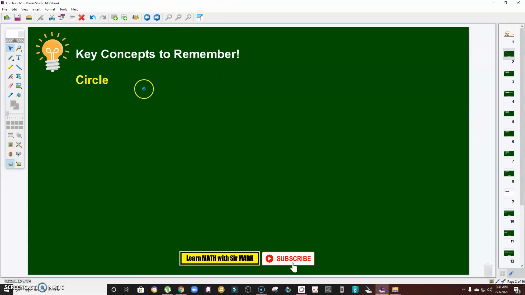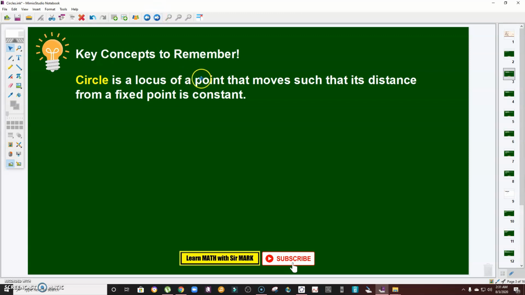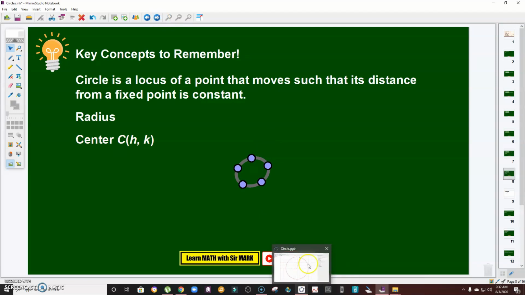Let's define what a circle is. A circle is a locus of a point that moves such that its distance from a fixed point is constant. That fixed distance is what we call the radius, usually denoted by r. This fixed point is what we call the center of the circle, usually denoted by C with coordinates h, k. To illustrate it, let's have this.